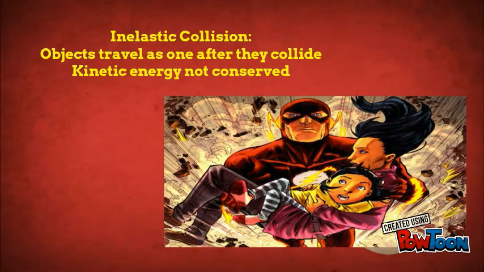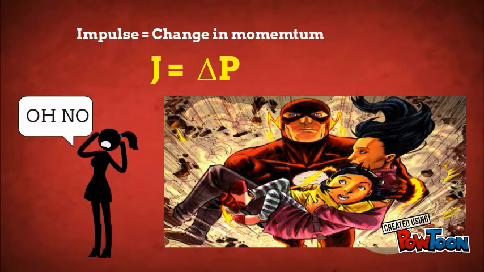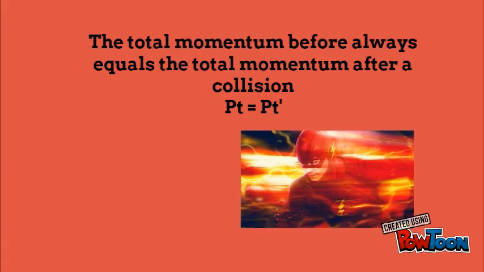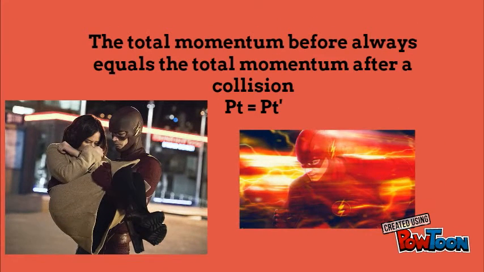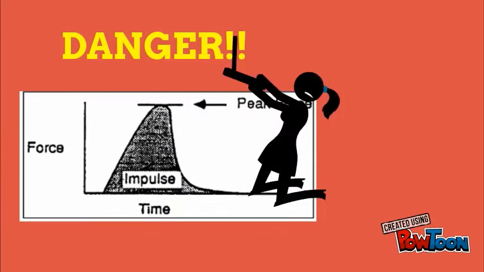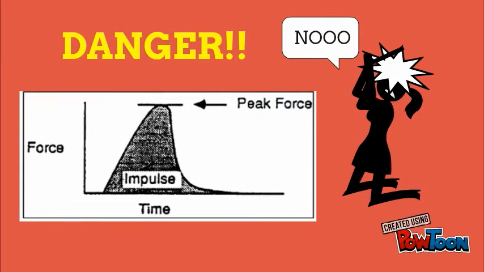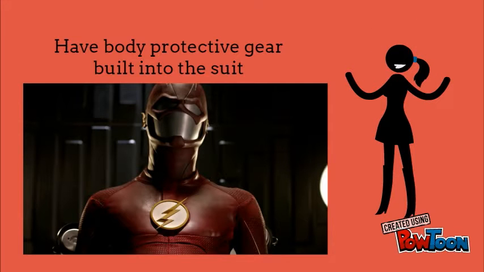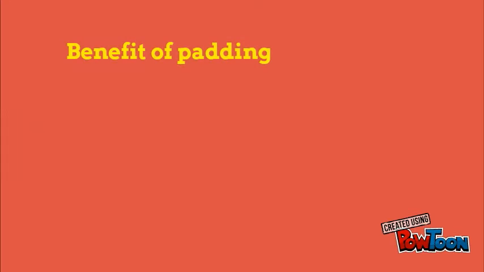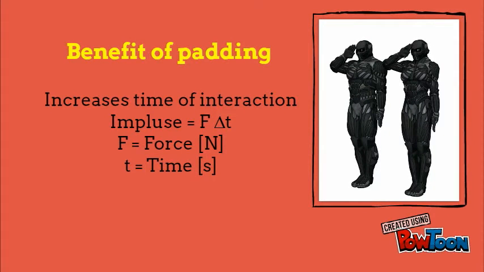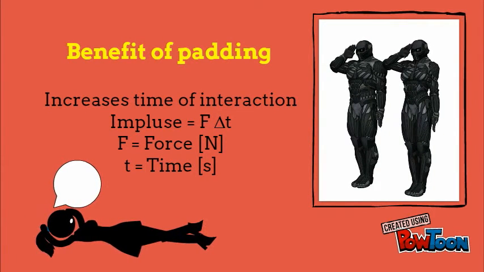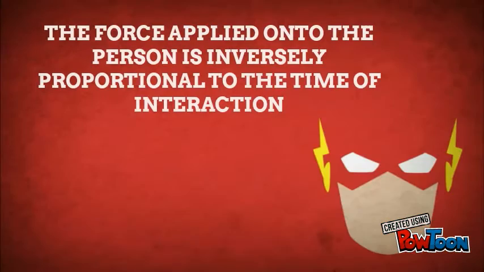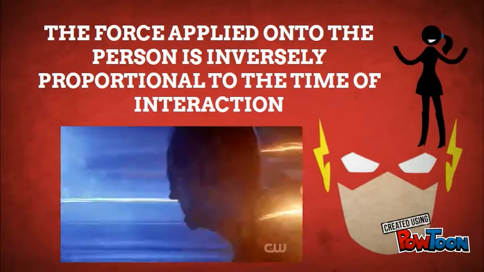However, when saving a person from danger and having an inelastic collision with them, there is a huge impulse applied by the Flash. When a collision occurs, momentum is conserved, but due to this, there is a danger that the impulse applied could be enough to kill the human Barry intends to save. However, certain steps such as padding and body protective gear should be built into the Flash's costume to help reduce the impulse applied by increasing the time of interaction between Barry and the person he wants to save. By increasing time, the force felt is decreased.